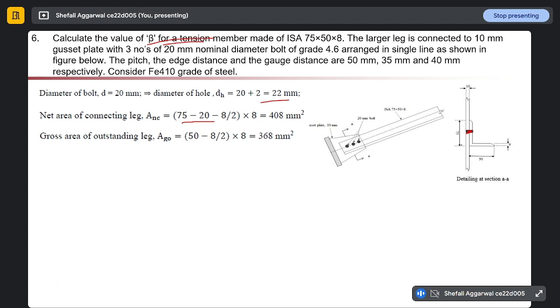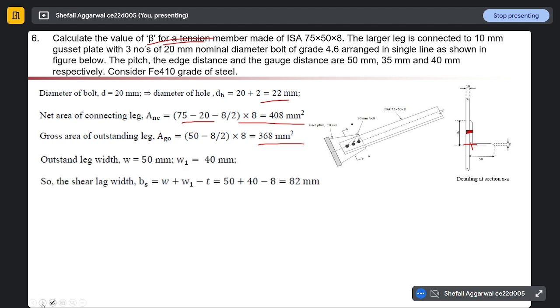So this is our thickness 8 by 2. So net area will be at center of this. So that will be 408 mm. Same way, if we calculate the area of our outstanding length, it will be 50 minus 8 by 2. Again take half to compensate the effect of doubling. It should not be double, so that's why we are dividing it by half, multiplied by thickness. It will give us 368 mm square.